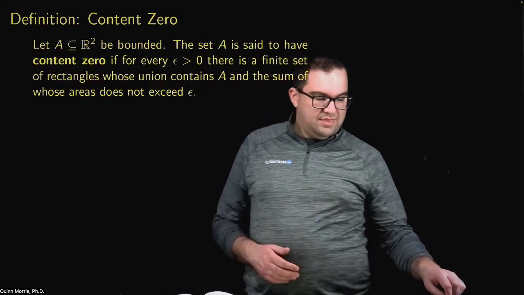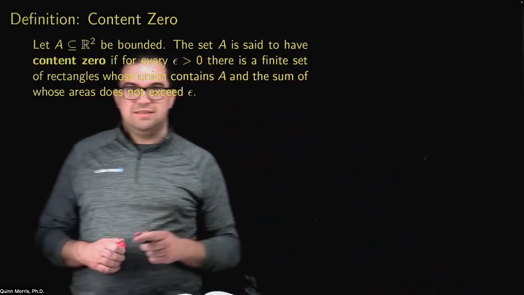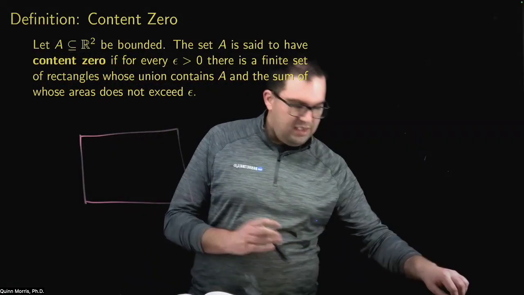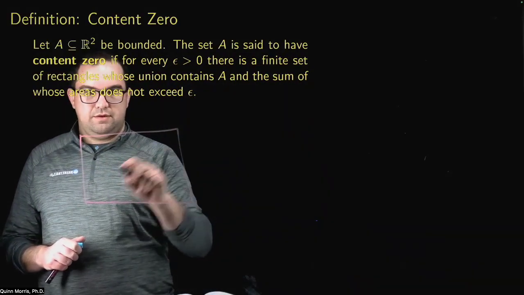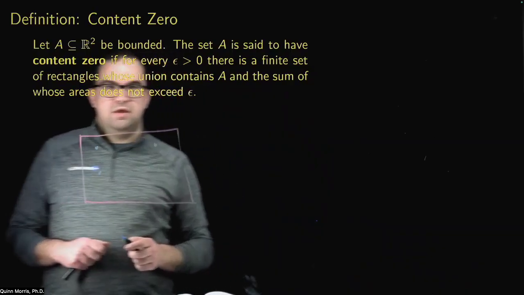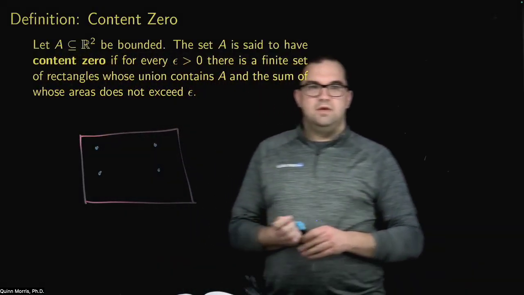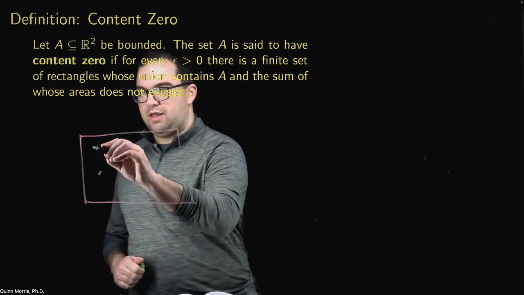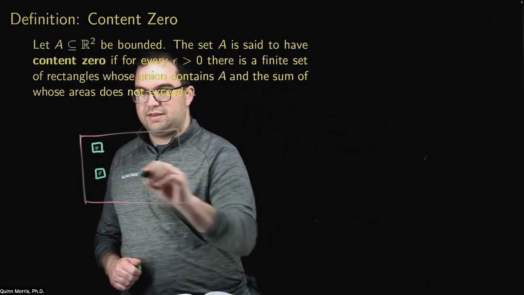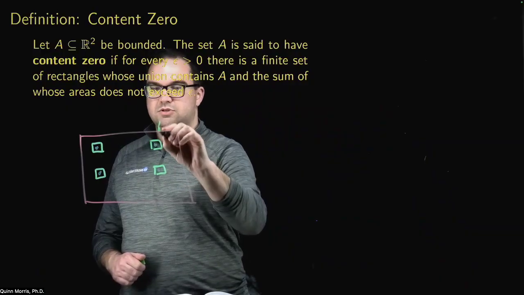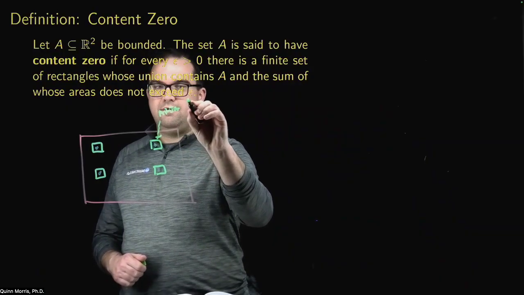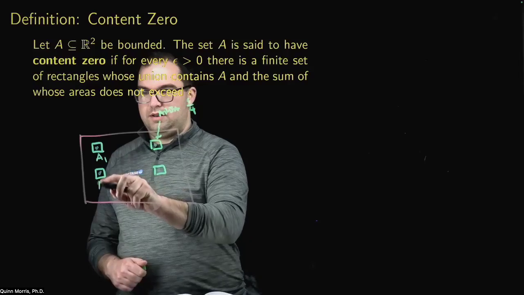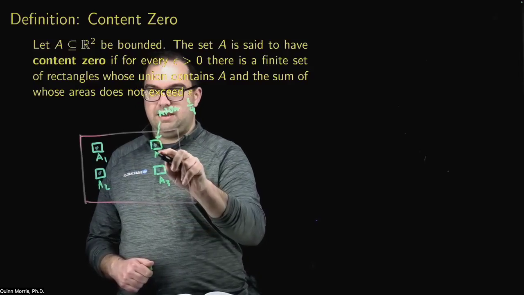Okay, so if we think about this definition, really what this is doing is generalizing this notion that we talked about. Here's a rectangle Q. If I have a finite number of points, let's say I have 4 points, then I can always trap these points inside a set of rectangles whose union contains all of these points. Imagine I take some small rectangles here, and I can take them to be small enough so that each of these has area epsilon over 4, for any epsilon you give me. And so maybe these are A1, A2, A3, and A4.